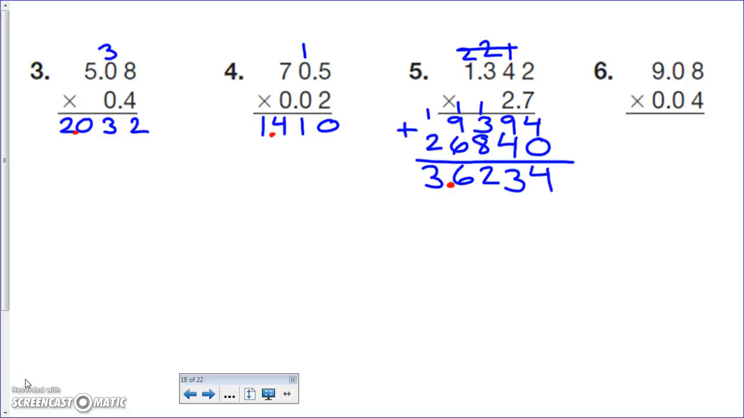Finally, last problem here. We're going to multiply 4 times 8, which is 32, so put the 2 down and carry the 3. 4 times 0 is 0, plus 3 is 3. Finally, 4 times 9 is 36.